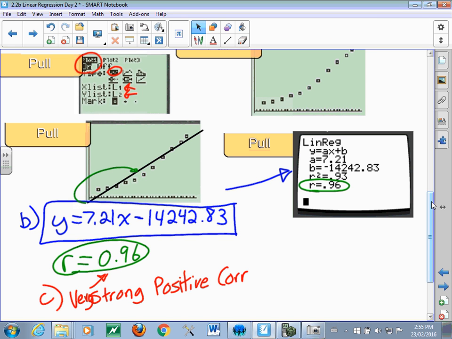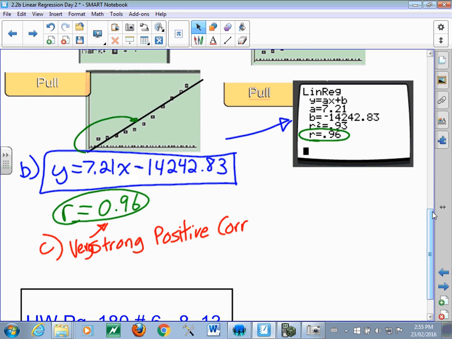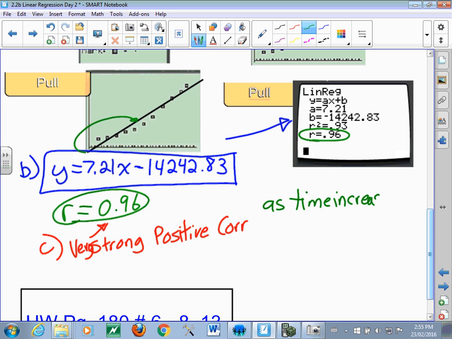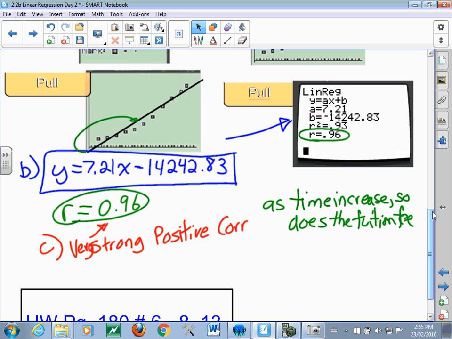All right, and then it says to write a statement describing the relationship. So what's happening over time? So as time increases, so does the tuition fee. Okay. All right, next one says, according to the model, what was the index in 1988?